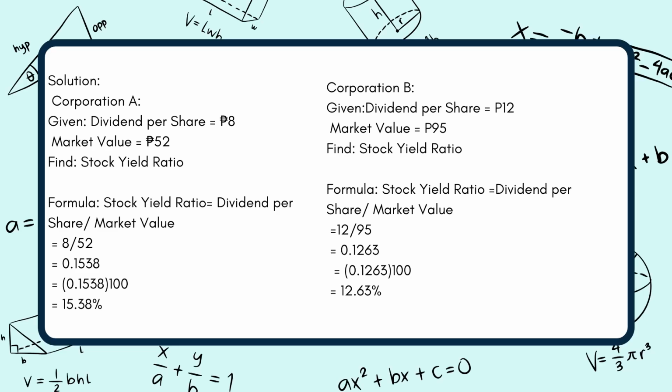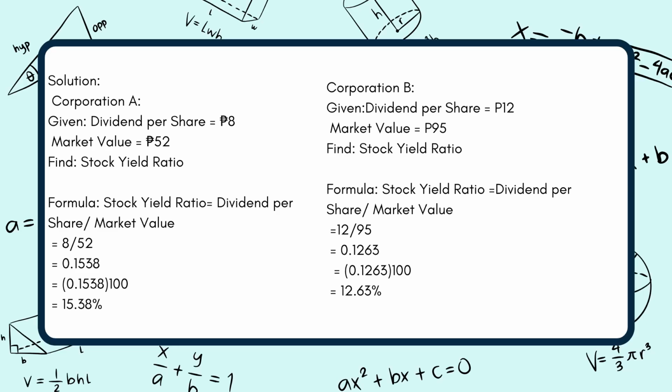Corporation B. Dividend per share is equal to 12 pesos. Market value is equal to 95 pesos. We need to find the stock yield ratio. In order to find the stock yield ratio, we must divide the dividend per share and the market value. So 12 divided by 95 is equal to 0.1263.